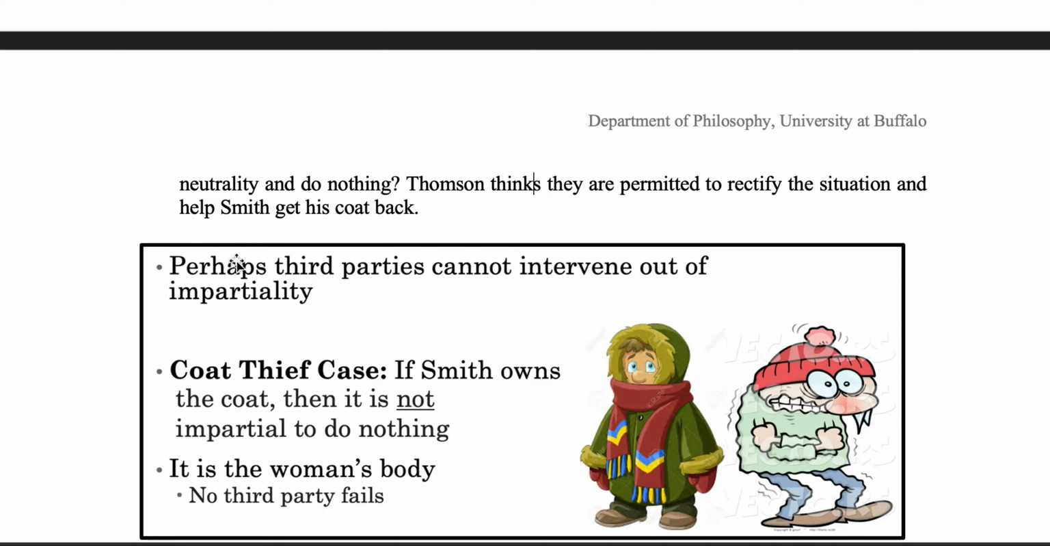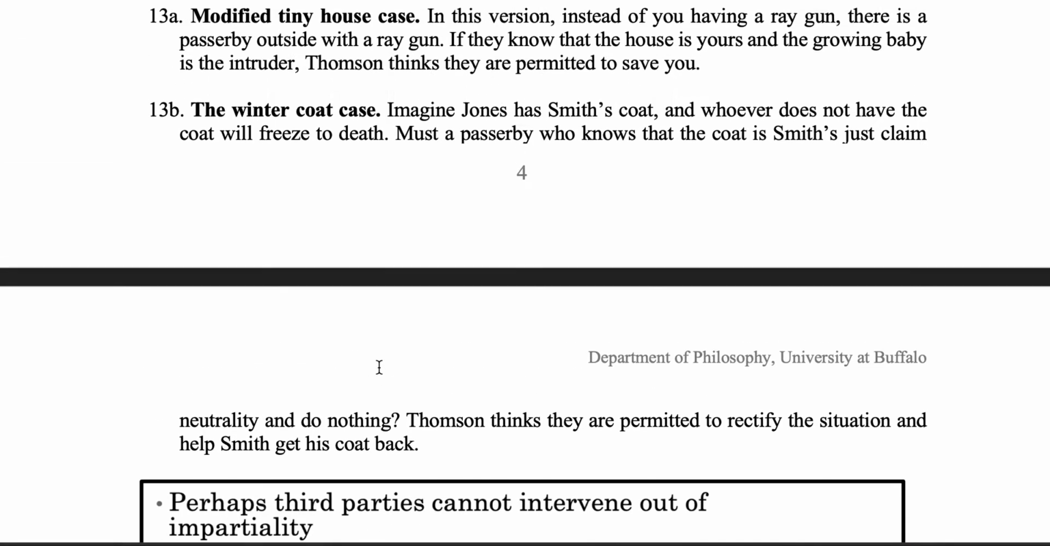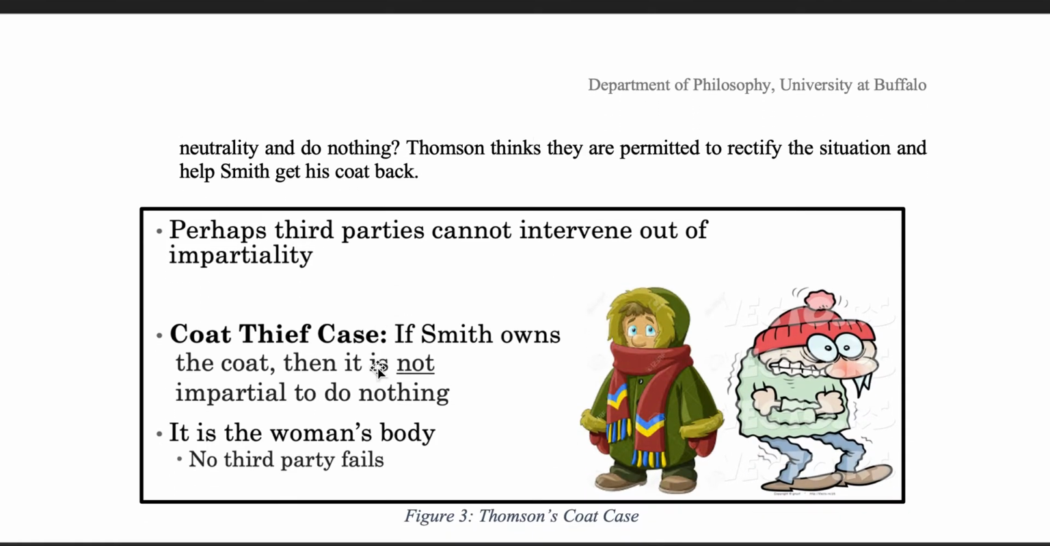So the pro-lifer thinks, yeah, maybe you've done a good enough job showing that mothers can kill the fetus sometimes in self-defense, but not third parties. Maybe third parties can't intervene because they have to be impartial. And she says, no, the modified house case and the coat thief case, so Jones stole Smith's coat, now Smith's going to die, right? You don't have to be impartial.